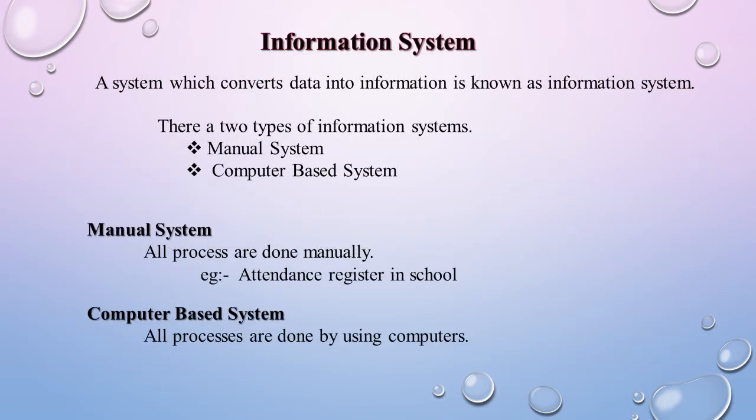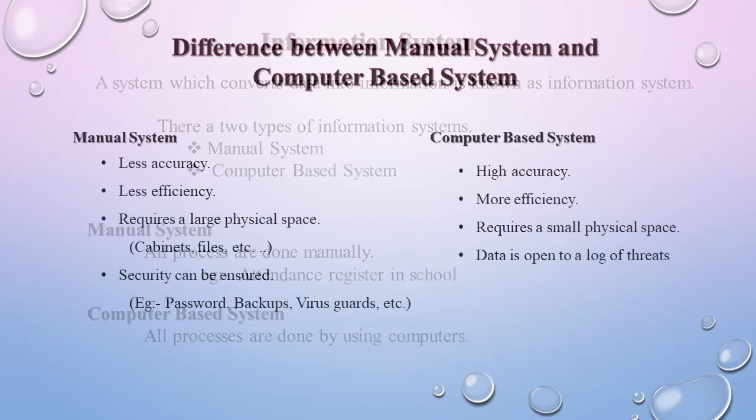Information system. There are two types of information systems: manual system, computer-based system. Manual system: all processes are done manually. Computer-based system: all processes are done by using computers.